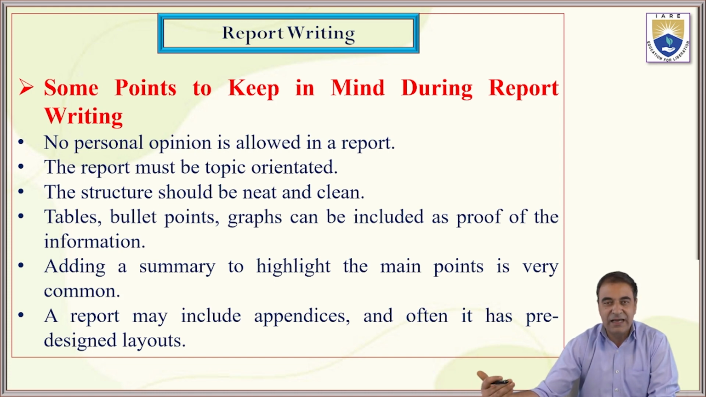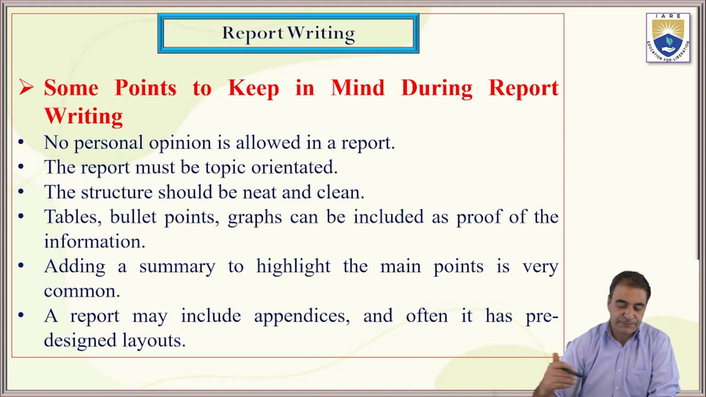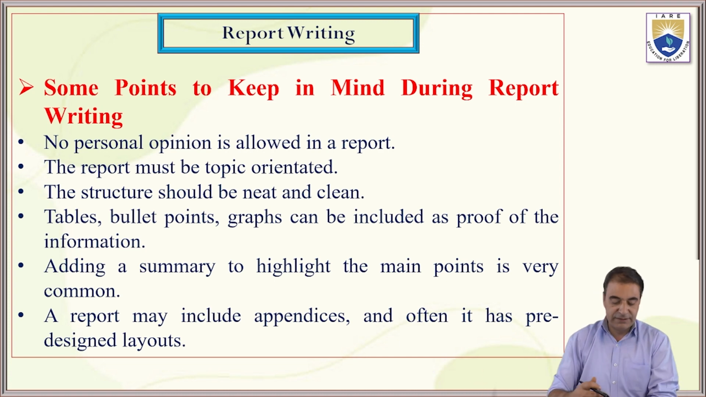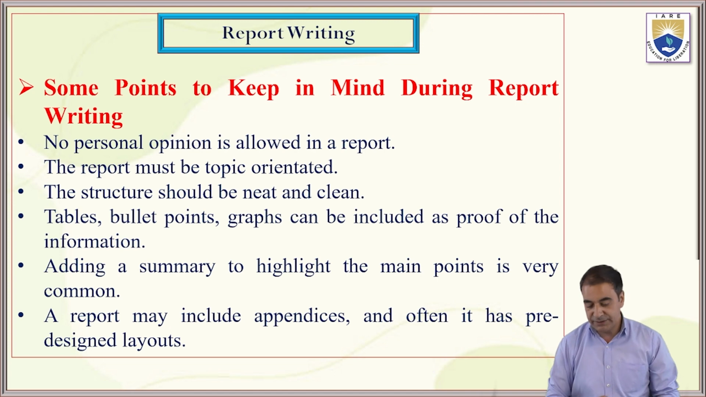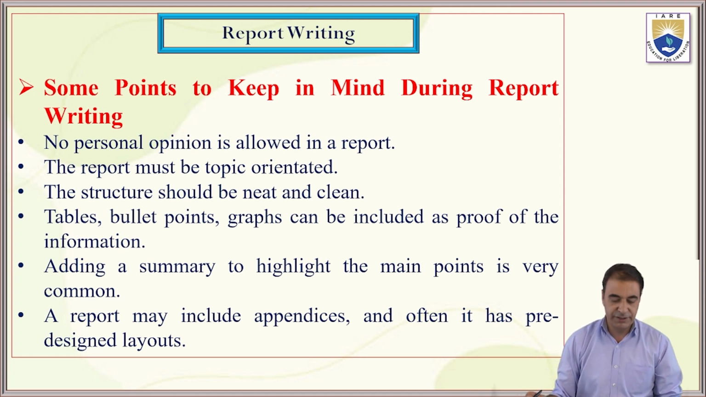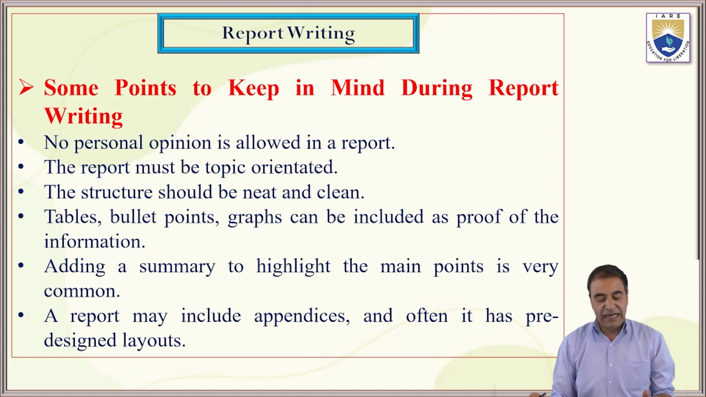It must have a natural flow of information. And the next one is the tables, bullet points, graphs can be included as a proof of information. Here we can add these things in order to make our report more reliable or more genuine. And the next one is adding a summary to highlight the main points, which is very common. Yes, of course we add a summary so as to showcase the main points or the headings.